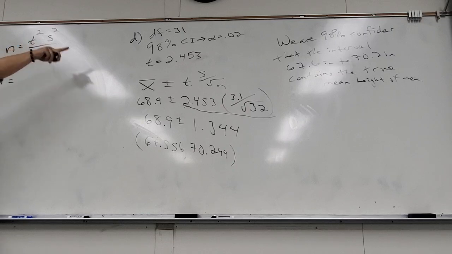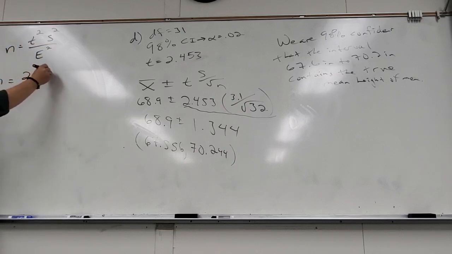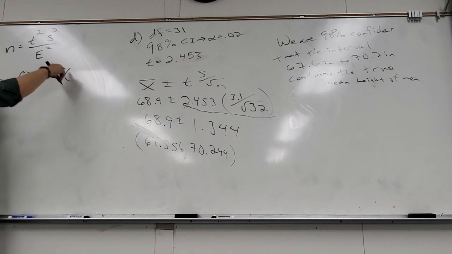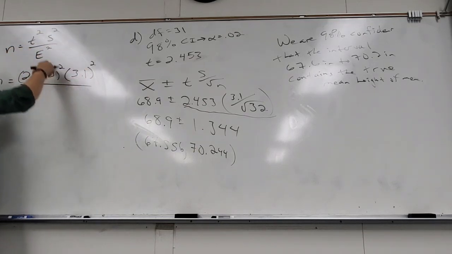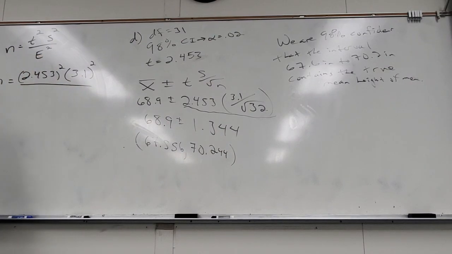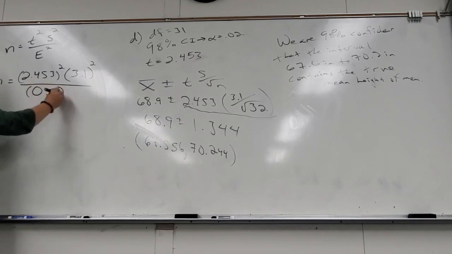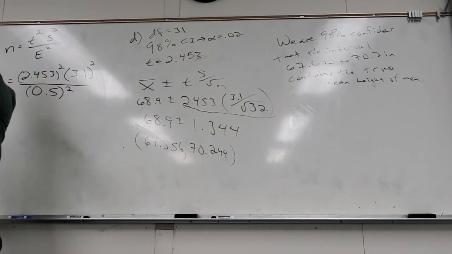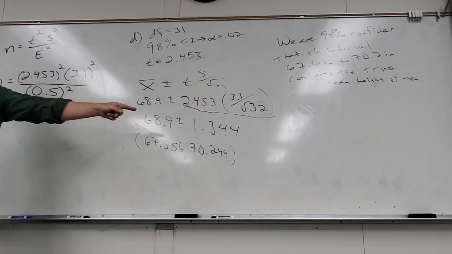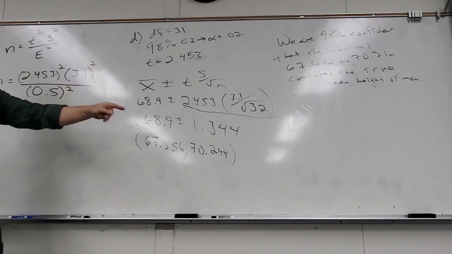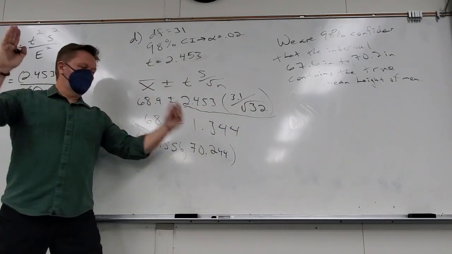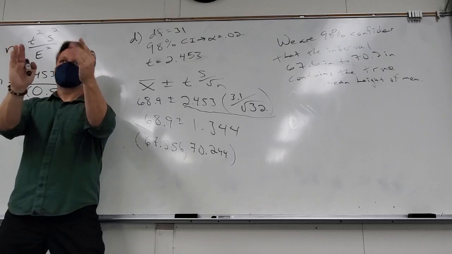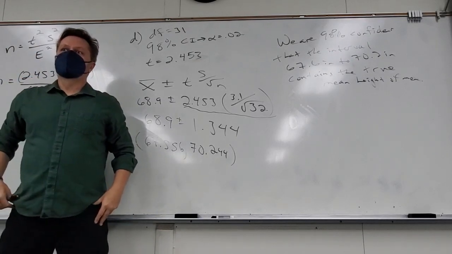So I know what t is, 2.453. S was 3.1, and now somebody help me out. What would E be? 0.5. I love it. Now, real quick, how many men did it take to get within 1.344? It took 32 men to get the error to be within 1.134. You guys with me? So yes. Why is it 0.5?